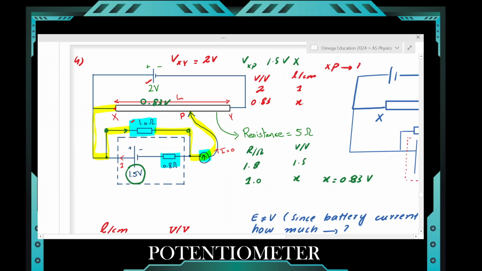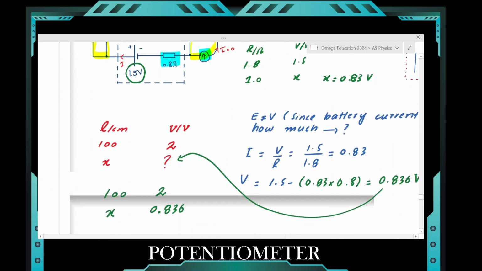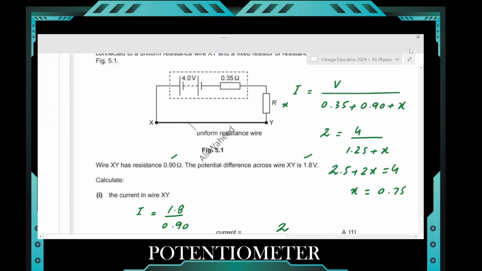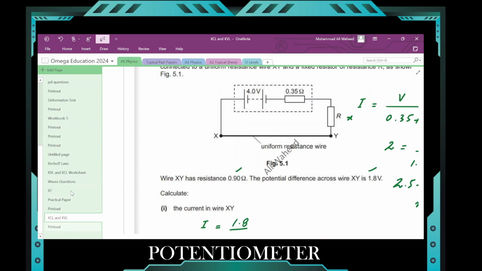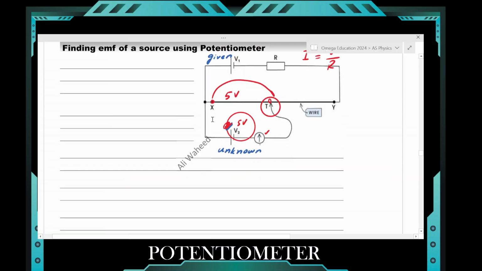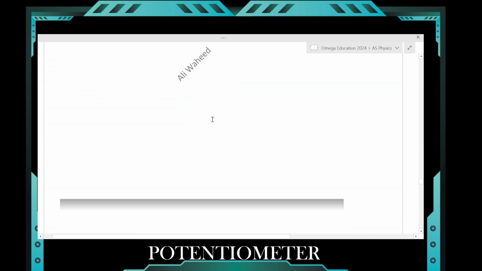In this case, 0.83 divided by 2, 0.42 meters. So what does that mean? The movable terminal P, the pointer, has to be placed slightly to the left of the midpoint. Only then can you have the potentiometer in a balanced state. So let's check out some of the other past paper questions of this topic. We'll try to wind up this one topic in this lesson.